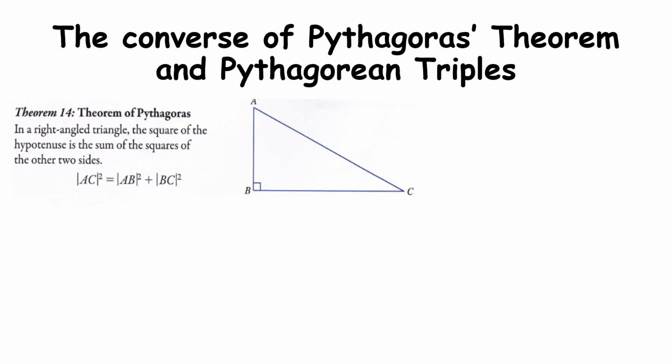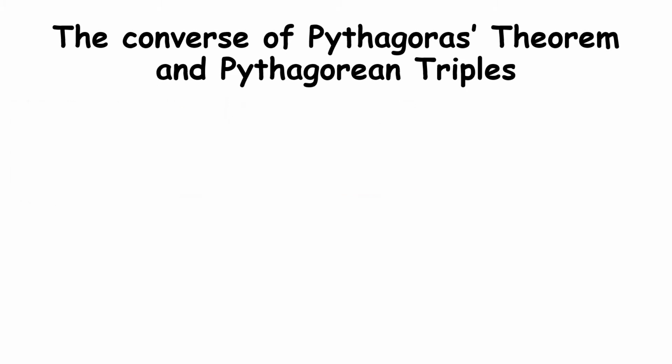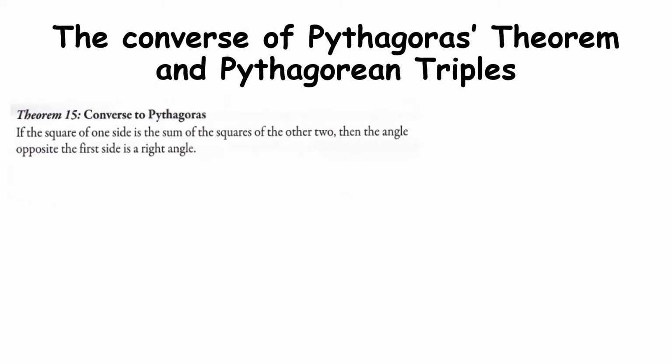So here we have the theorem of Pythagoras, which basically tells us that the square of the hypotenuse is equal to the sum of the squares of the other two sides. This is specifically when we have a right angle triangle. The converse of this theorem says if the square of one side of a triangle is the sum of the squares of the other two, then the angle opposite the first side is a right angle. So basically, if we don't know that the triangle is a right angle triangle, we can use the Pythagoras theorem to prove that it is a right angle triangle. And we know then whatever side is the longest must then be the hypotenuse.